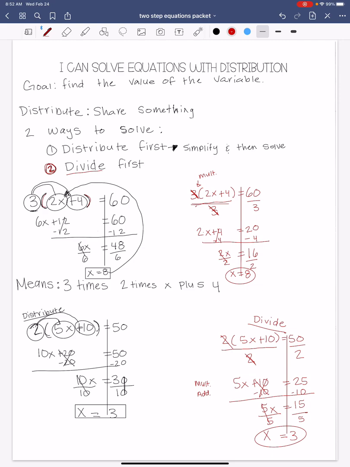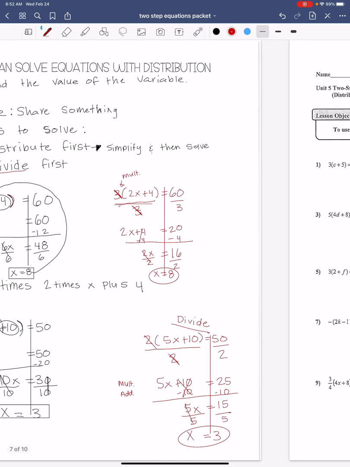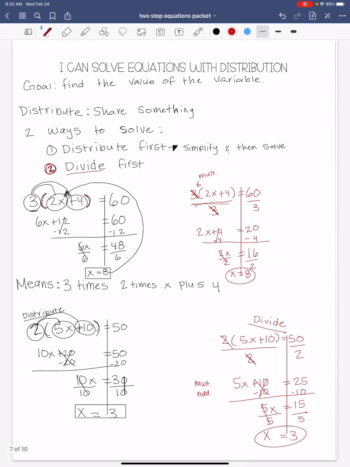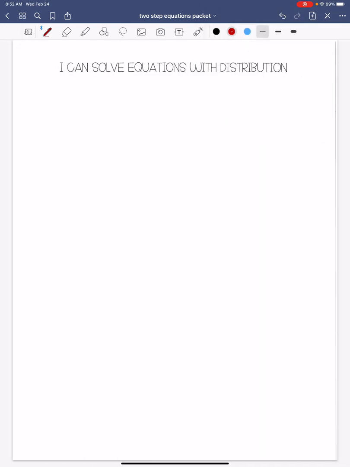Okay, so we're gonna do one more example because you guys are going to see fractions, and I know you're all like, oh no, fractions. Okay, but they're not bad, so we're gonna walk through an example. Let me just add a page here. Okay, so we're just gonna walk through another example. We're gonna divide first for this one.